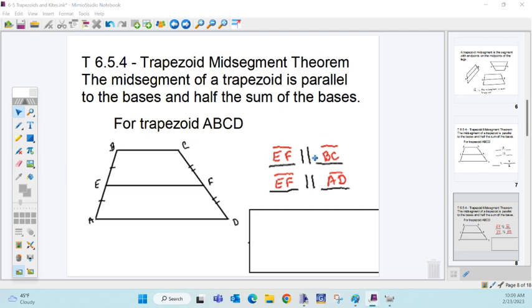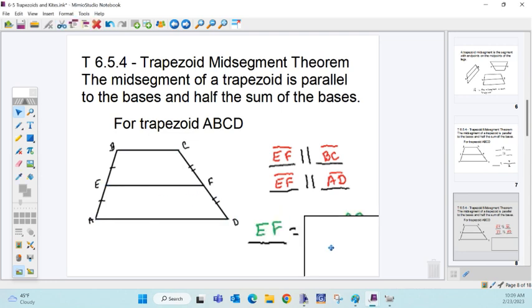So EF is parallel to BC, EF is parallel to AD. That's one trait. The other trait has to do with the length of it. Really, it's the average of the lengths of these two bases. In other words, if you add this one plus this one and divide by 2, it gives you the length of that one. So EF is going to be the length of BC plus AD divided by 2. It works for any trapezoid.